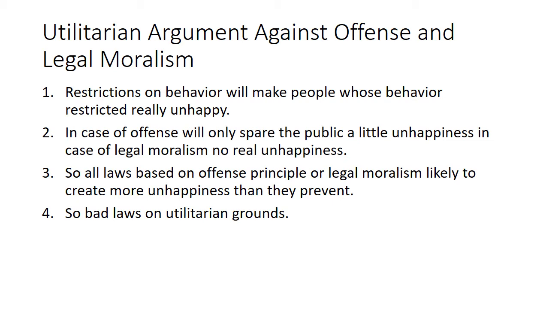So I think we can lump Mill's utilitarian arguments against the offense principle and the principle of legal moralism together. So let's look at Mill's argument. Mill says restrictions on behavior will make people whose behavior is restricted really unhappy. If the state tells you not to do something you want to do, you are not going to like that. It's probably going to frustrate you. Even if it doesn't frustrate you, if you want to do it, you think it will make you happy. Not being able to do it will deprive you of the happiness that doing it would bring, right?